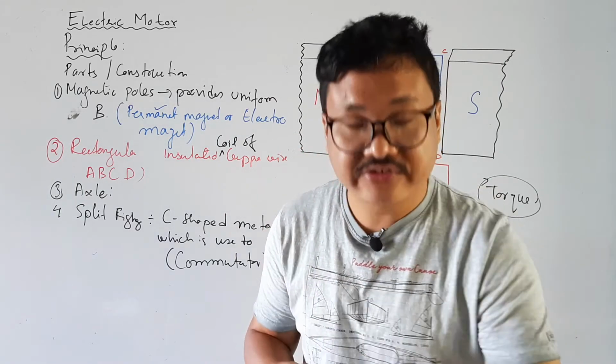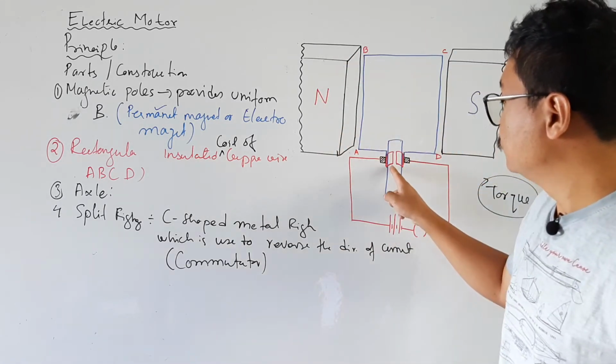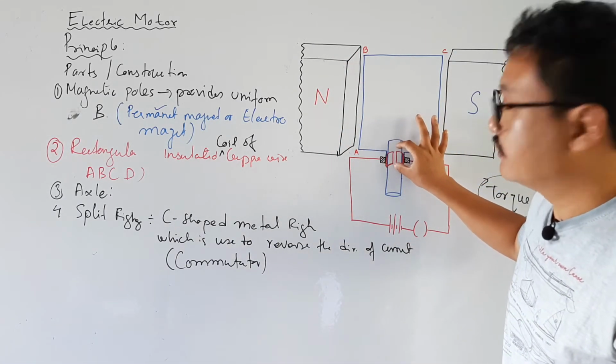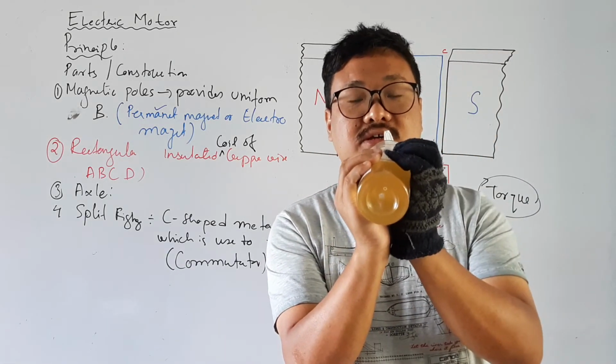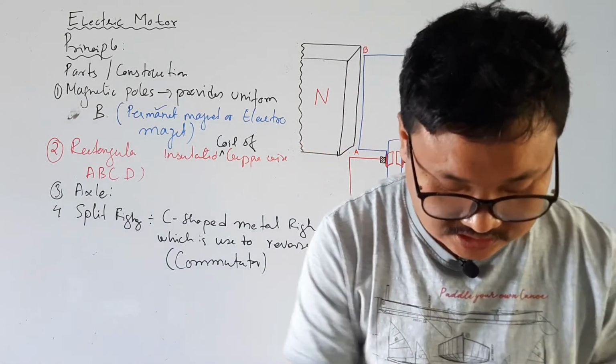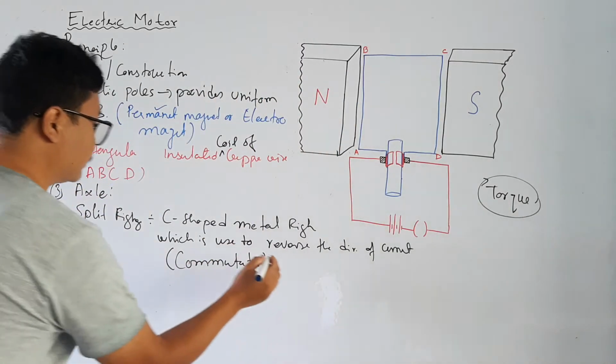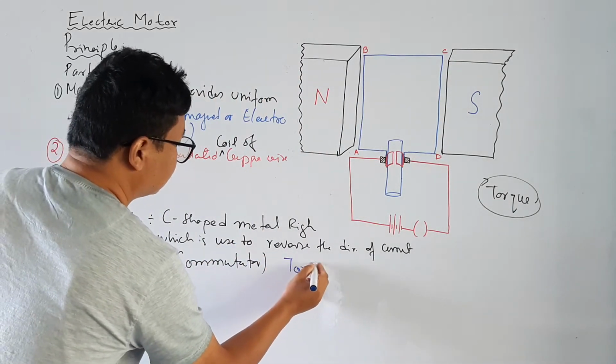And how many split rings are there? There are 2. One side is here and the other side is here. One side is this one, the other side is this one. So there are 2 split rings.